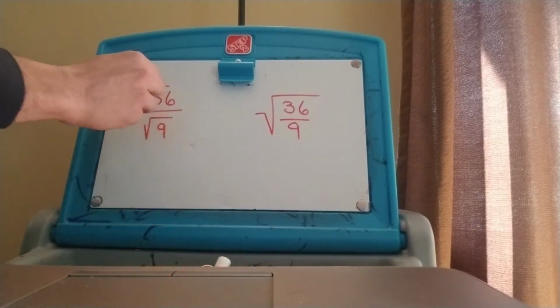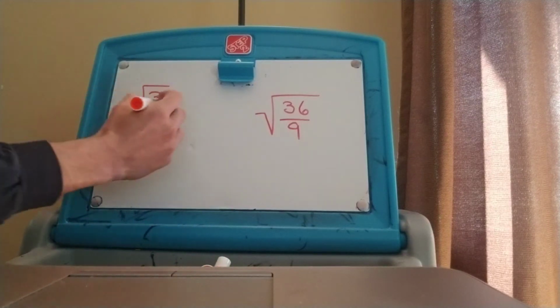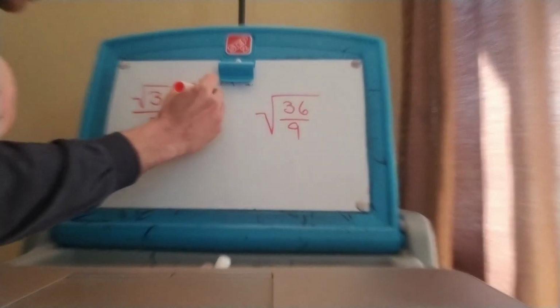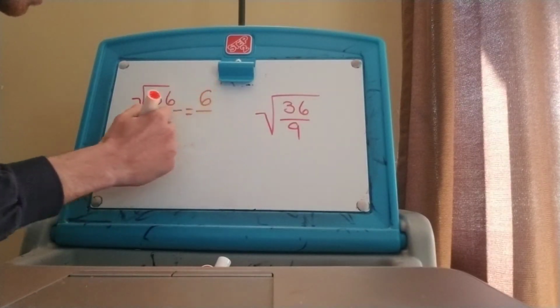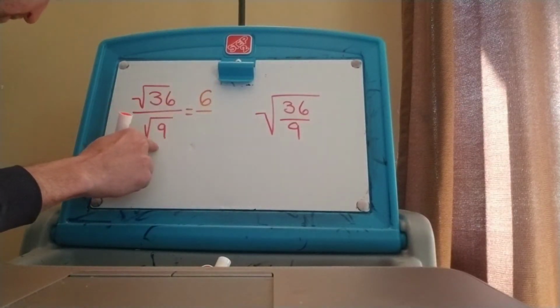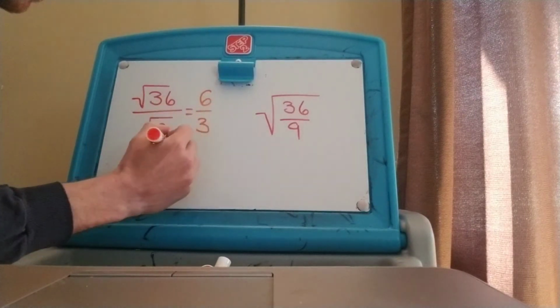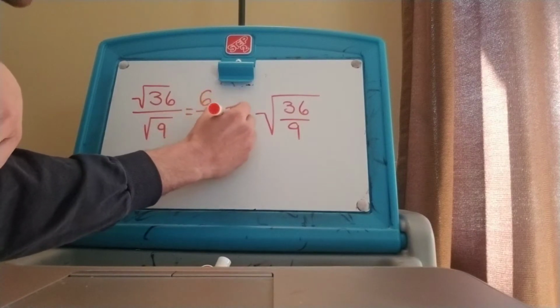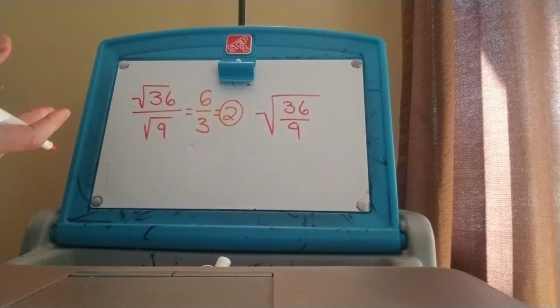So first, the square root of 36 over the square root of 9. So the way I have this written, well, I know the square root of 36 is 6. The square root of 9 is 3. 6 over 3 is the same as 2. So that comes out to 2. So that's one way of doing the problem.